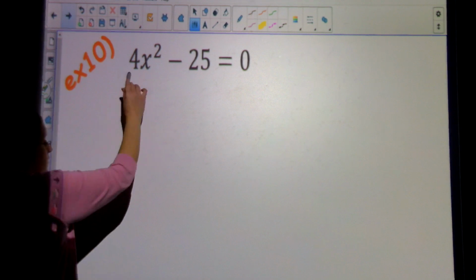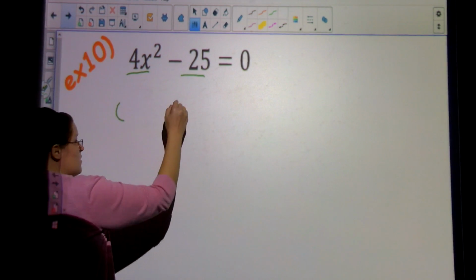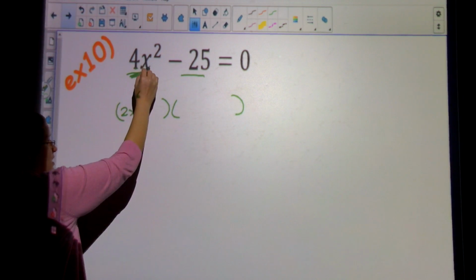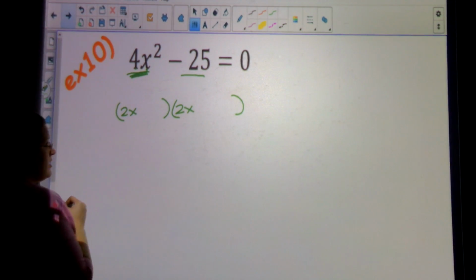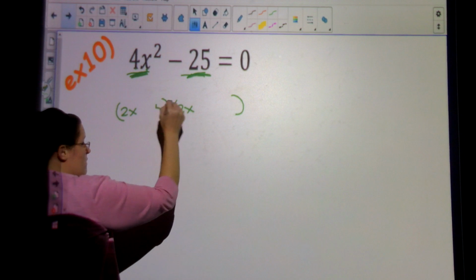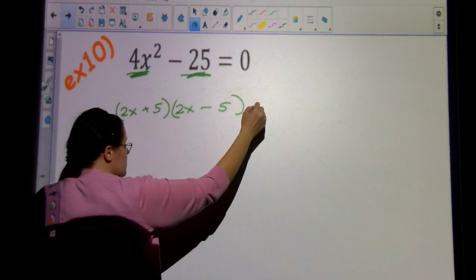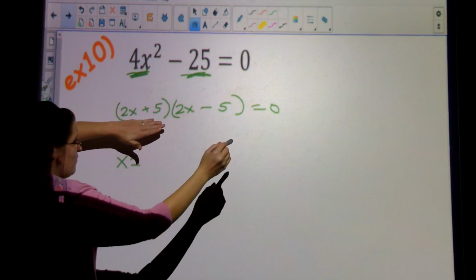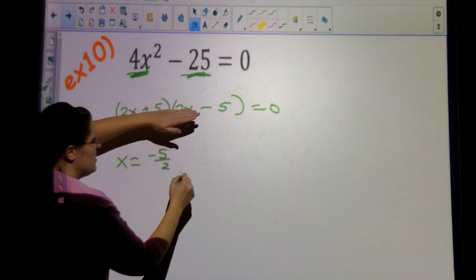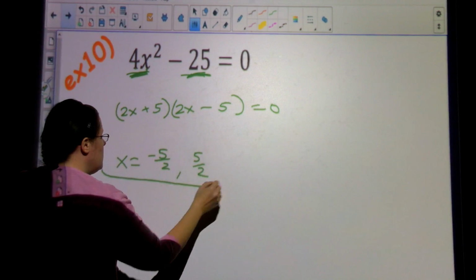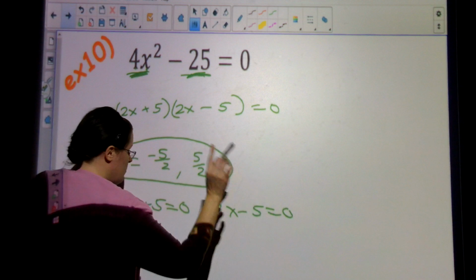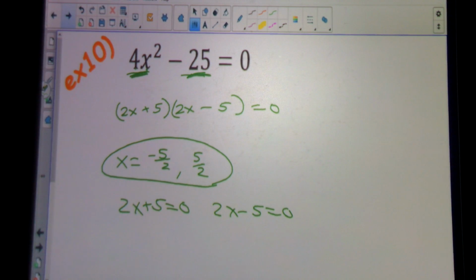Okay. Perfect square, perfect square. So what's being squared here? 2x. This is 2 squared, that's x squared. Put that in both places. What's being squared here? 5. One's plus, one's minus. Set them equal to 0. Hopefully you can see it. That will give me negative 5 halves. This is going to be positive 5 halves. Once again, if you need to go off to the side and actually set each one equal to 0 like this, please feel free to do so. You just need to be getting to that point where we can just look at them, but if you need to do that, please do it. I'd rather you do that than get it wrong.